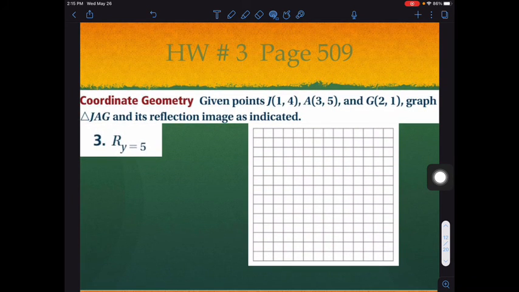Now I would like you to try homework number 3 on page 509. Given points J(1, 4), A(3, 5), and G(2, 1), graph triangle JAG and its reflection image as indicated. For number 3, we are going to do the reflection over the line y equals 5.